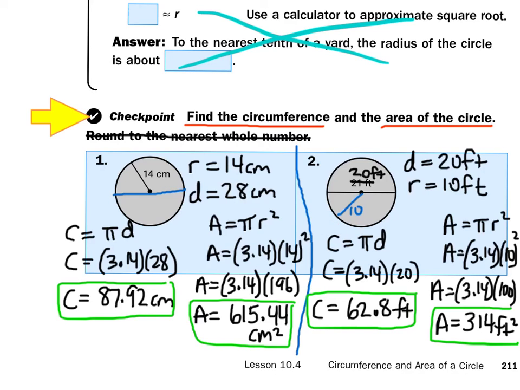Circumference equals pi times the diameter. So put 3.14 in for pi and then the 20 in for the diameter. And 3.14 times 20 will give you 62.8 feet. That's the circumference. And then take a look at area. Area equals pi times the radius squared. So I put 3.14 in for pi, I put the 10 in for the radius, and I square it. 10 to the second power is 100. 100 times 3.14 is just 314 feet to the second power.